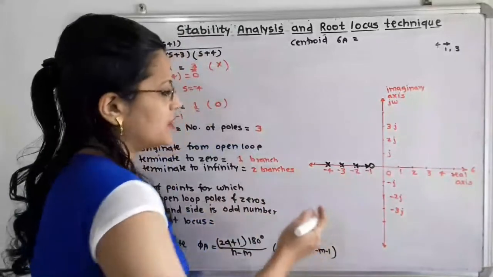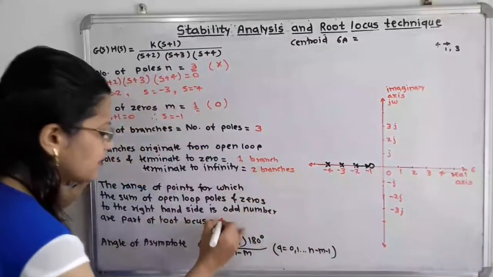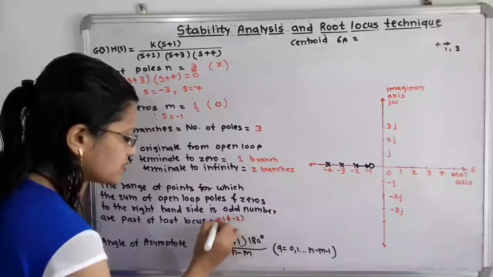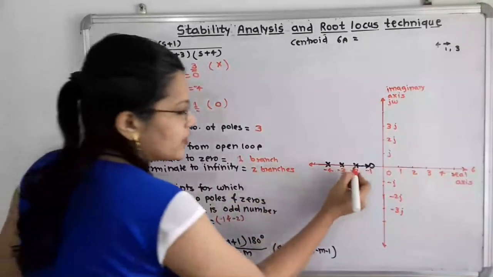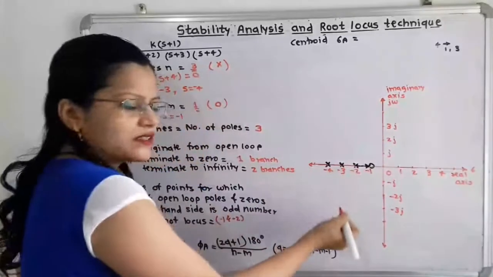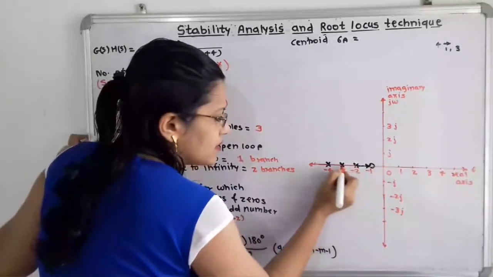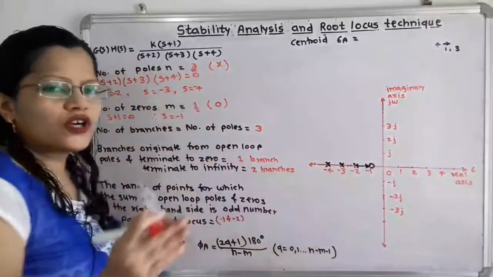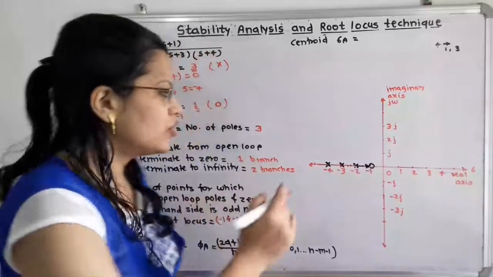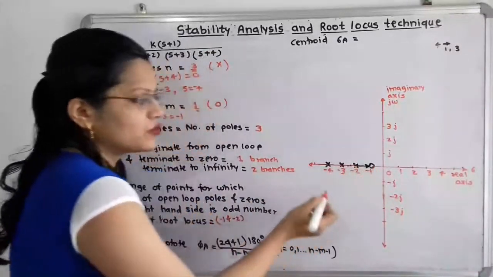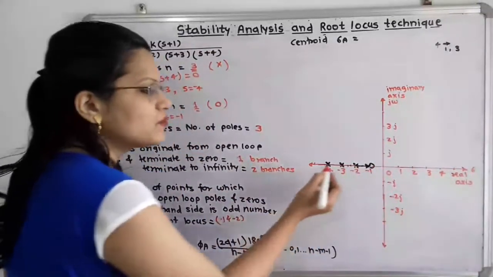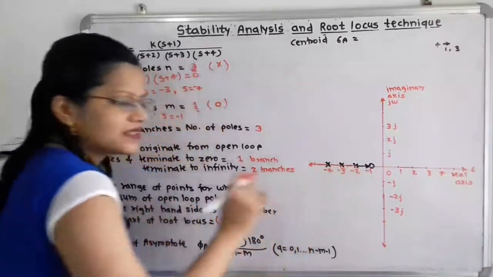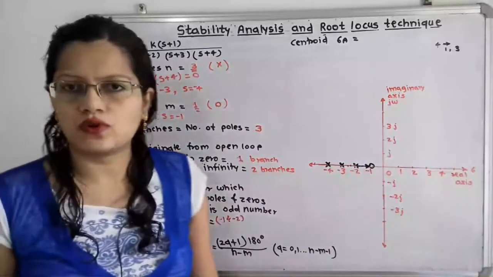Now we will move to the next. I will write here a range, that is in between -1 and -2. So this is the one range. Now we will move to the next, that is -2 and -3. If I take any point in between -2 and -3, then the total sum of poles and zeros to the right is one pole and one zero. So this is an even number. That means we cannot take any point. So points in between -2 and -3 are not part of the root locus.